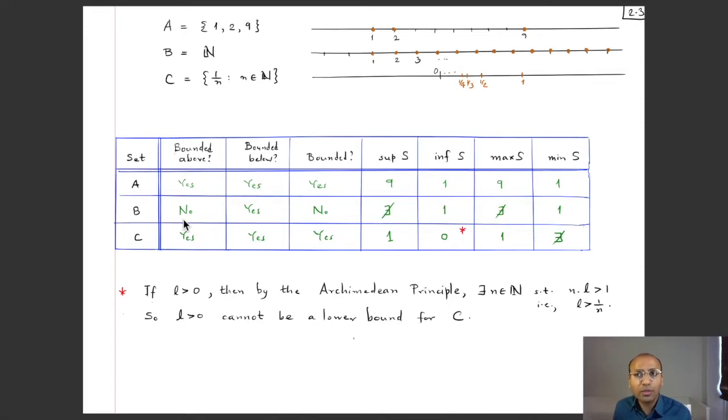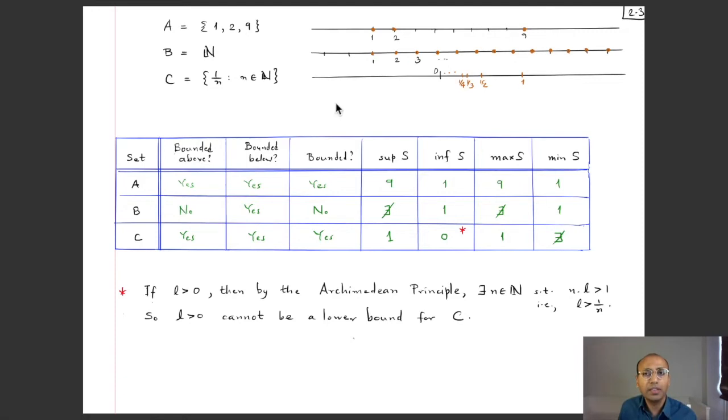So there exists a natural number which will be bigger than this claimed upper bound, which is a contradiction because the upper bound was supposed to be bigger than all the elements of n. Okay, so this contradiction shows that an upper bound for this set B cannot exist, and so this set is not bounded above. Now, is the set bounded below?